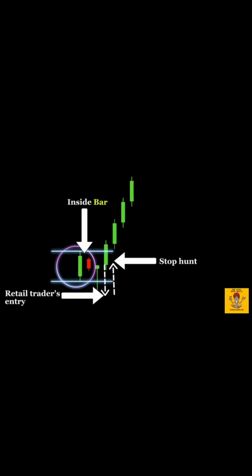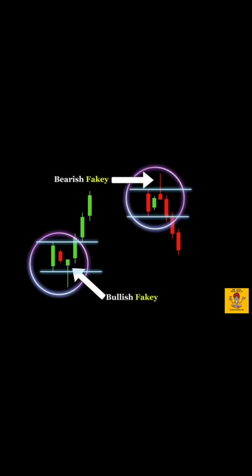Now, let's look at a few variations of the fakey that smart money uses to trap even more traders. The bullish fakey. Price fakes a break below the inside bar. Retail traders panic and go short, but then the market snaps back up and explodes higher. The bearish fakey. Price fakes a break above the inside bar. Buyers jump in, thinking it's the start of a breakout, but price quickly reverses and collapses downward.